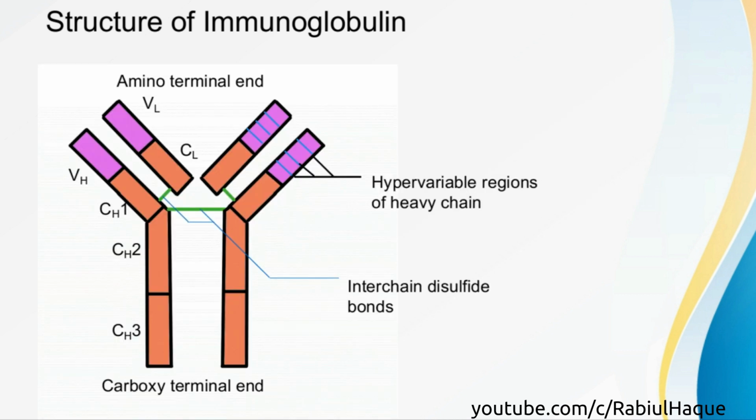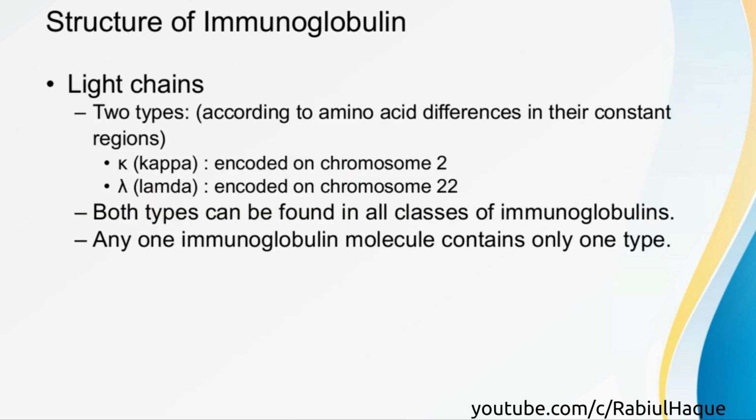So here we can see hypervariable regions of heavy chain that are shown here in blue lines in the variable region, and these are the hypervariable regions of the light chain. So let's talk about light chains and heavy chains now. Light chains are of two types according to amino acid differences in their constant region. They are kappa and lambda. Kappa is encoded on chromosome 2 and lambda is encoded on chromosome 22. Both types can be found in all classes of immunoglobulins.